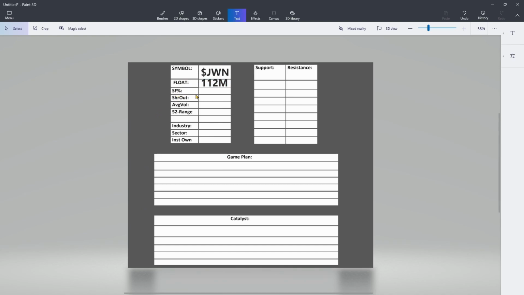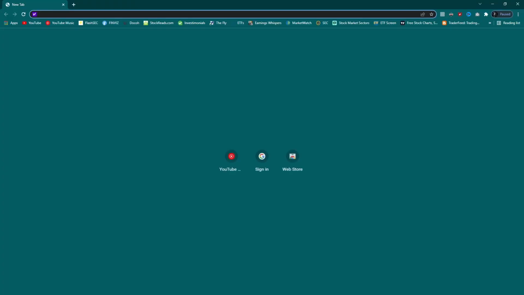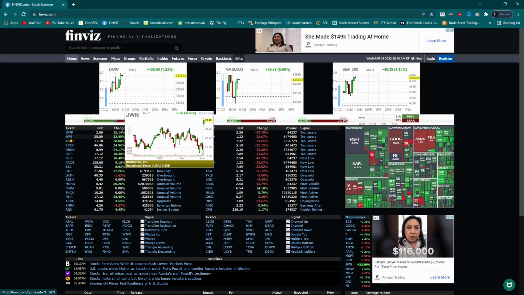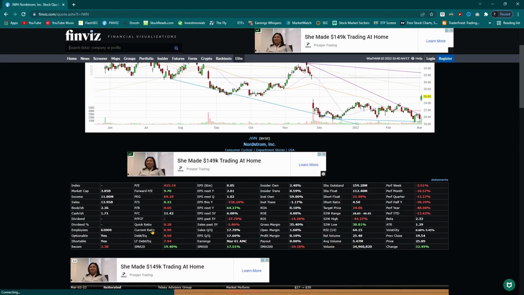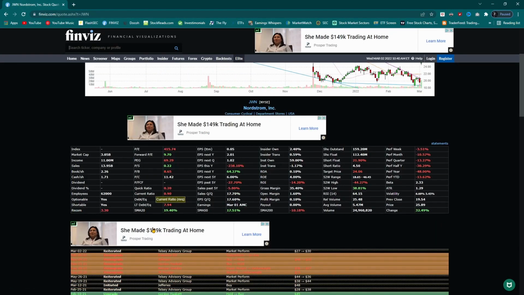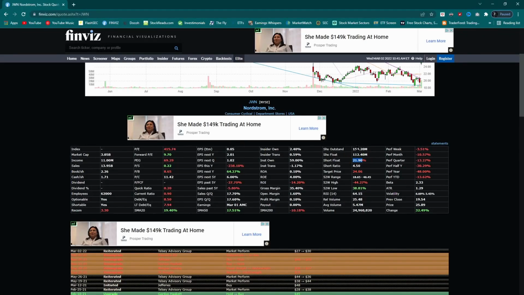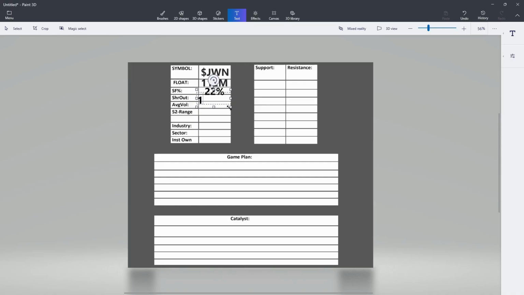Now, short float percentage. Where I like to find this, I can go into FinViz. Look at JWN right there. It's one of the top percentage gainers. We'll click on that. And you can either look at the short float, trade ideas, Yahoo Finance, FinViz. Use whatever you'd like. So right here, it tells us there as well, the float, 112 million. Short float is at 21.9%. So let's just say 22%. Then shares outstanding. Shares outstanding is 159 million.